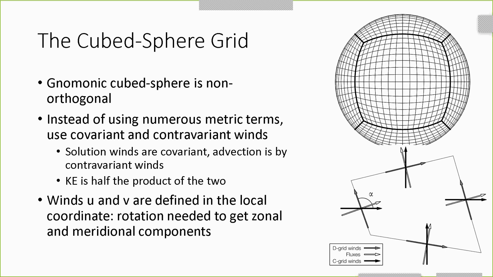Remember that the kinetic energy is a dot product between two vectors. Half the dot product, the magnitude of the dot product between two vectors.